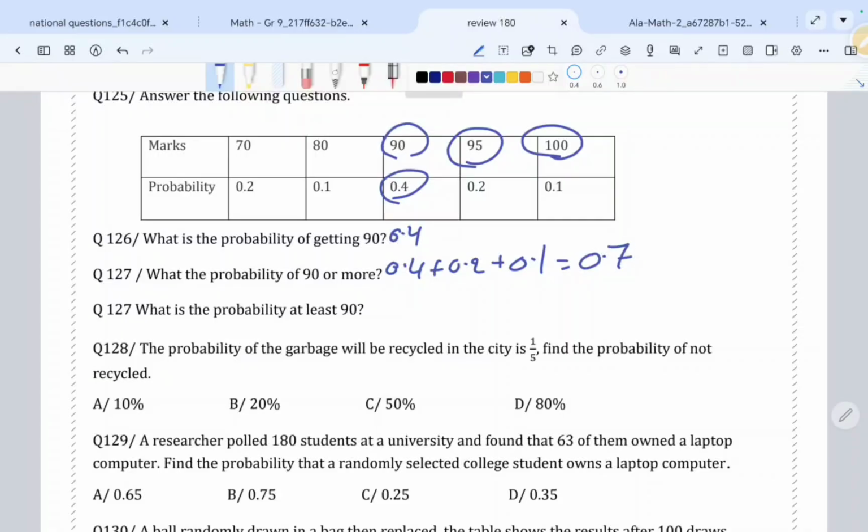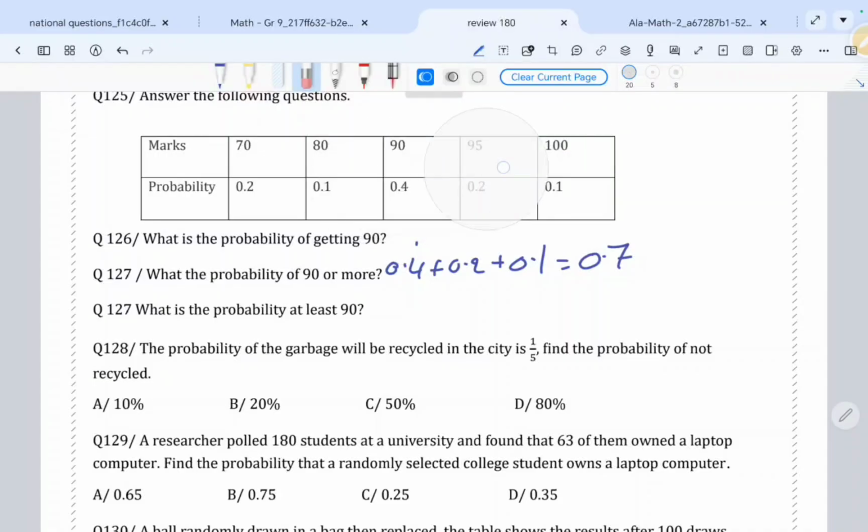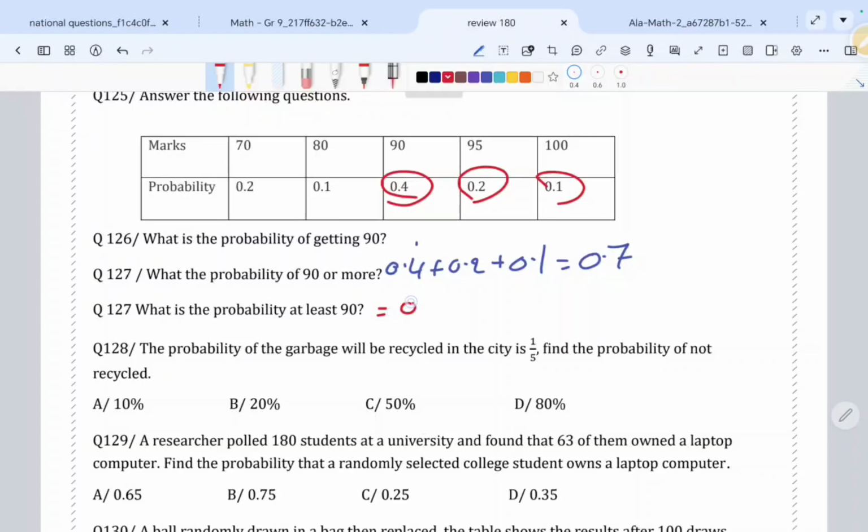At least 90. What's the code of at least? As you know, at least means the number and more. So again, 0.4 plus 0.2 plus 0.1 is equal to 0.7. If they ask about at most, it means the number and less, okay, but they ask about at least.